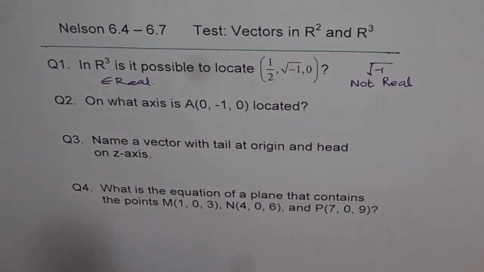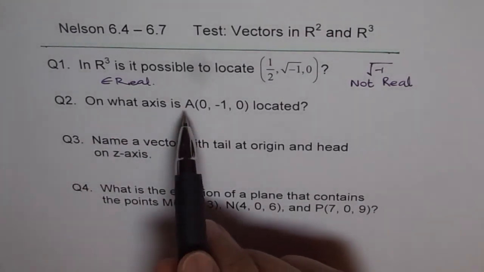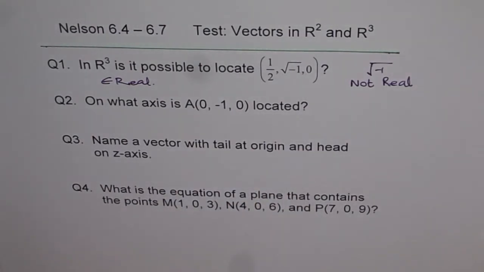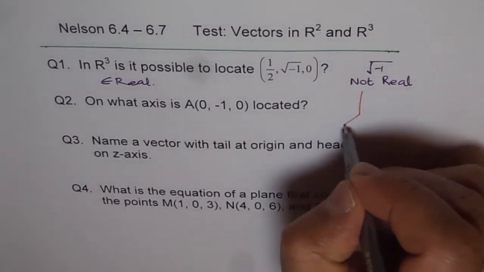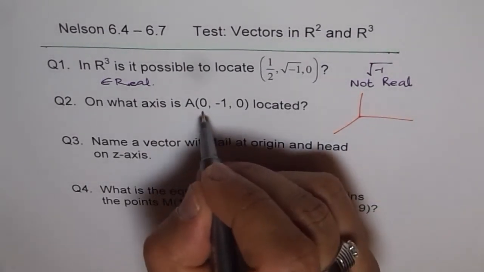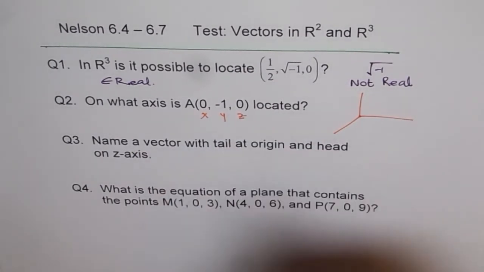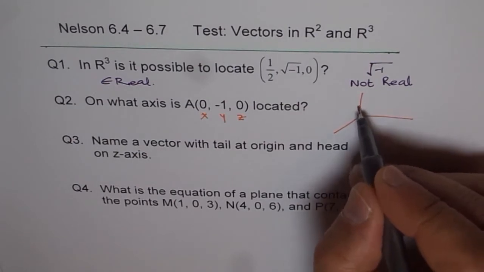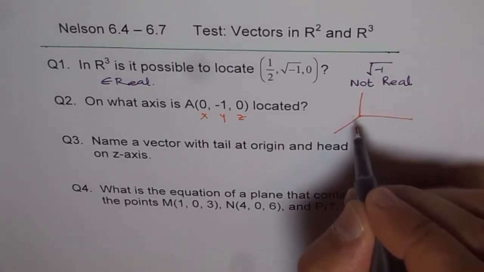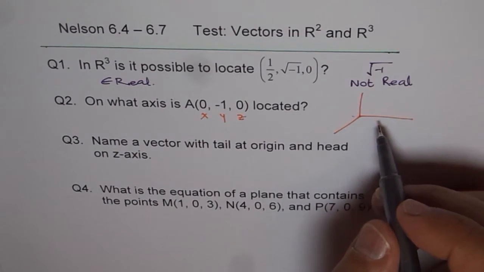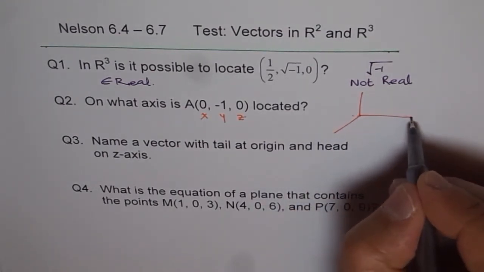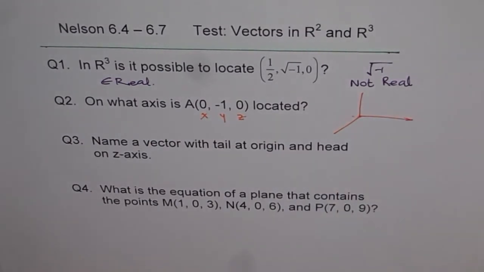Question number 2. On what axis is A (0, minus 1, 0) located? So if you have R3, you know on which axis, right? So this represents X, Y and Z, correct? So you're not moving along X and Z, you're moving along Y, and here that minus 1, you see? So it is along the y-axis, do you see? But going negative. So it is along the y-axis. So that should be your answer.